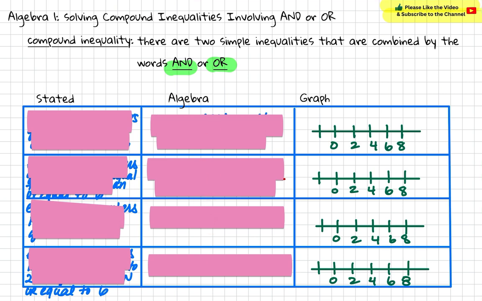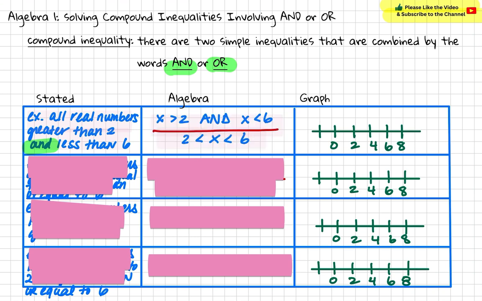So for the first example, we're going to go over where we have something that says all real numbers greater than 2 and less than 6. Keyword, and. That's going to be represented by writing in algebraic form x greater than 2, because that represents over here all real numbers greater than 2, and then you put and less than 6. X is less than 6.